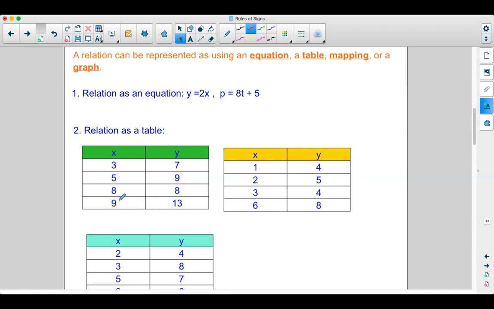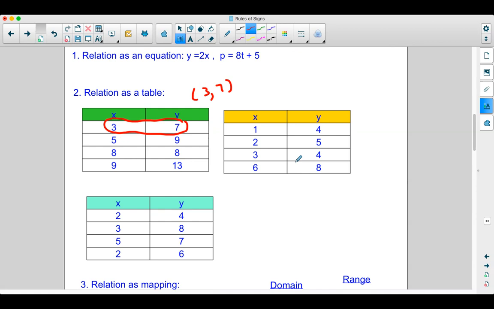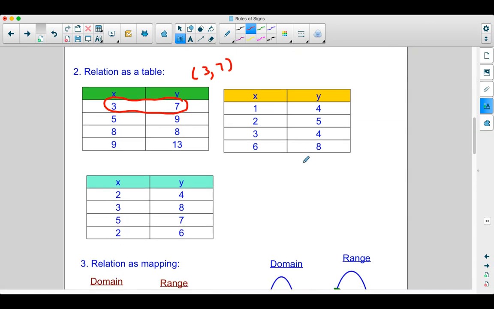And so forth. If we wanted to write these as ordered pairs, we can. So the ordered pair (3, 7), for example, we can write that, and that will represent this ordered pair right here. The 3 represents the x value, and the 7 represents the y value. So all these are examples of relations using tables.